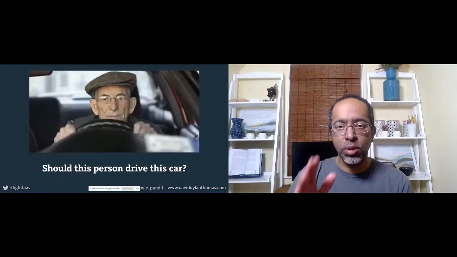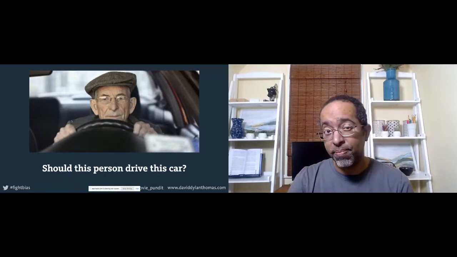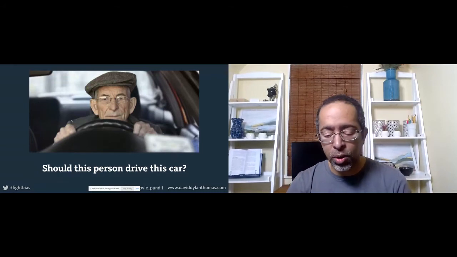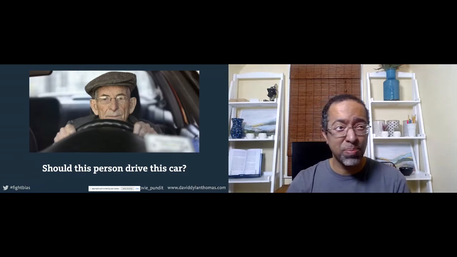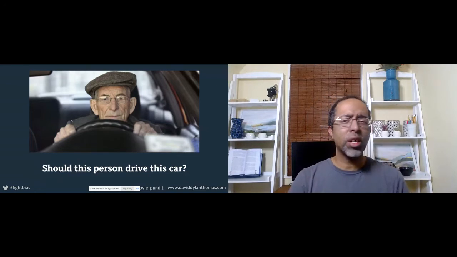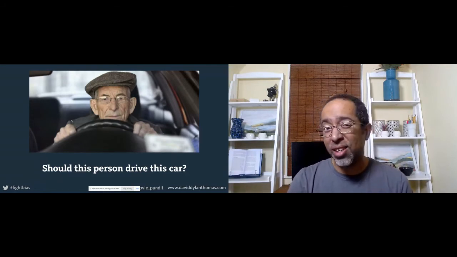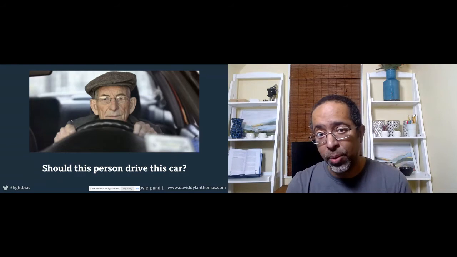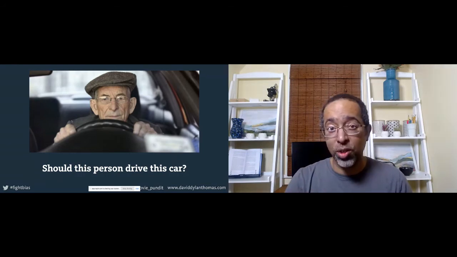It turns out the framing effect can actually be used for good. So there's an experiment where you show a photo like this to an audience and you ask, should this person drive this car? And what you get is basically a policy discussion. And some people are saying, old people are bad at everything, don't let them drive. And other people are saying, oh, how dare you, that's ageist. People should do what they want. All you really learn by the end of that conversation is who's on what side.